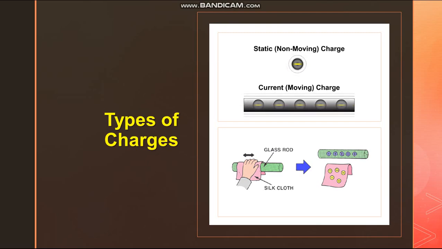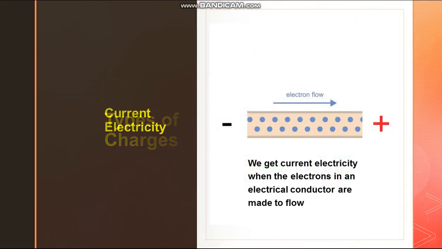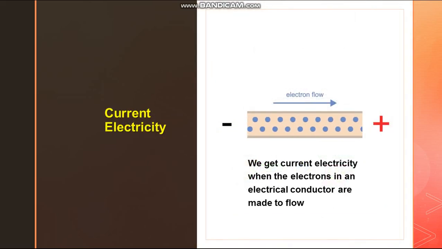Electric charges are of two types, that is, static charges and moving charges. Static charges are stationary charges or non-moving charges. Moving charges get transferred from one object to the other. These are negatively charged. Moving negatively charged particles are the electrons.